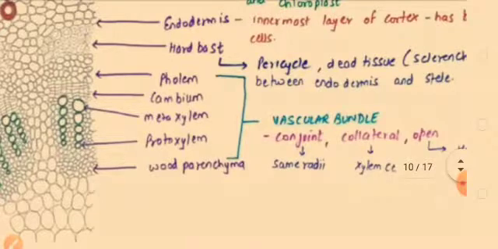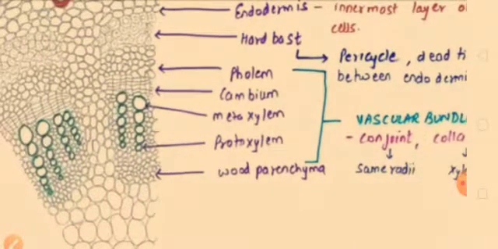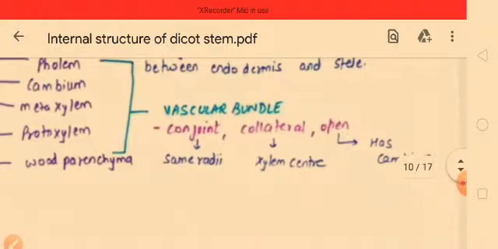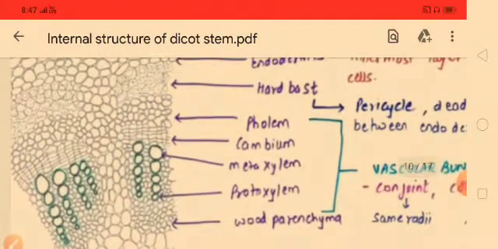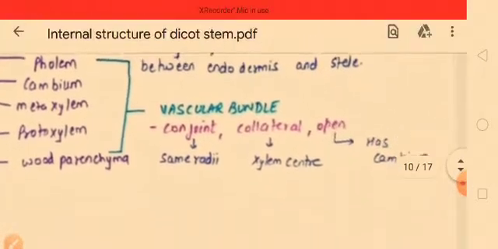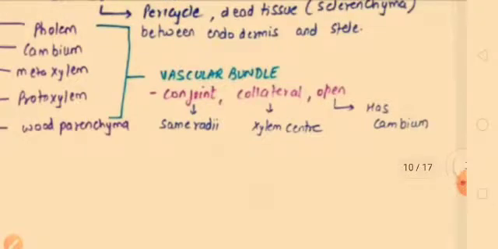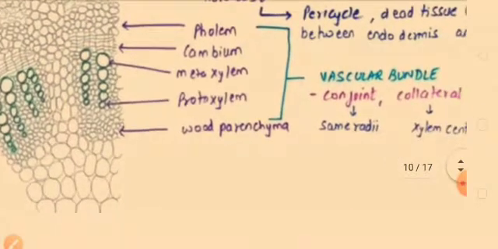Talking about the vascular bundle, you can see it is conjoint. Conjoint means xylem and phloem vessels are arranged in the same radii, that is, on top of the xylem you can see the phloem vessels. Next, it is also collateral. What do we mean by collateral? The xylem is towards the center and the phloem is above the xylem. So you can say the xylem is on the inner side and the phloem is on the upper side. Next, it is open type, which means it has the cambium present between the phloem and the xylem.